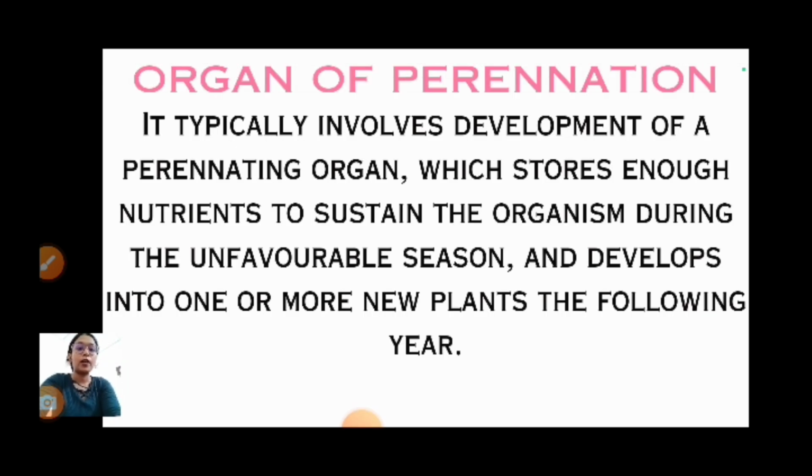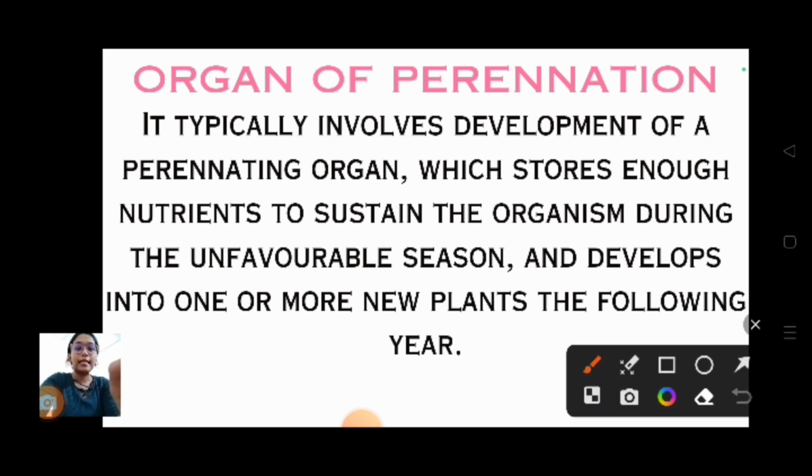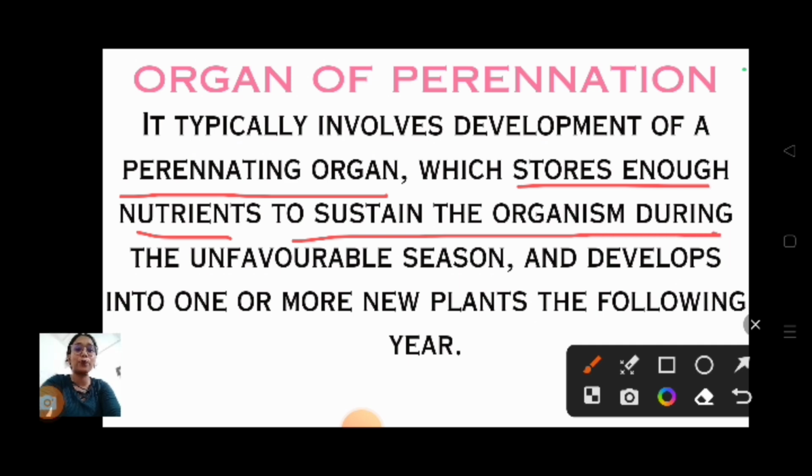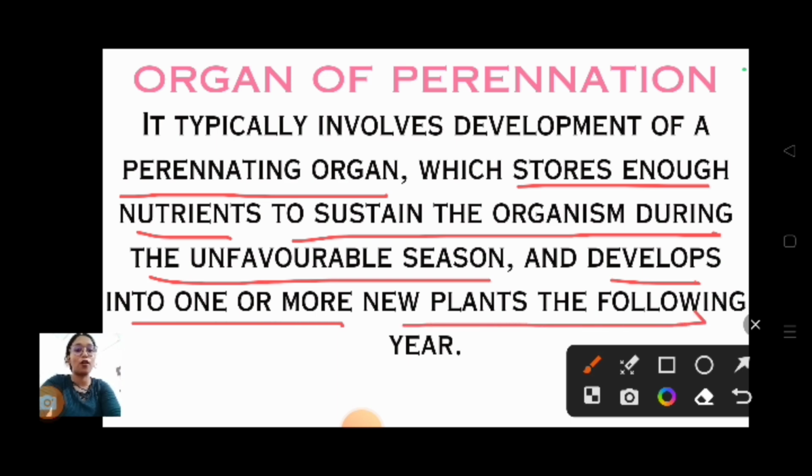Organ of perennation. So what it is saying is that it typically involves development of a perennating gland inside a plant. A perennating gland will develop which stores enough nutrients to sustain the organism during the unfavorable season and develops into one or more new plants the following year.